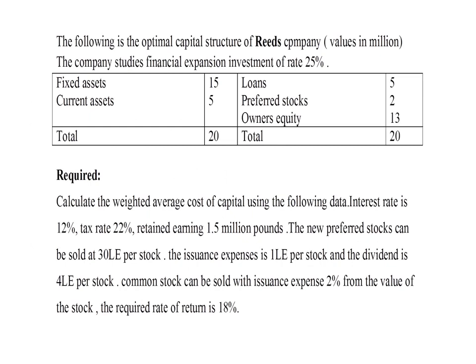This is another type of exercise. He gives you here a balance sheet, a simplified balance sheet, and the required is to calculate the weighted average cost of capital in case the company wants to make a financial expansion for its investment at a rate of 25%, which means it needs to increase its investment by 25%.